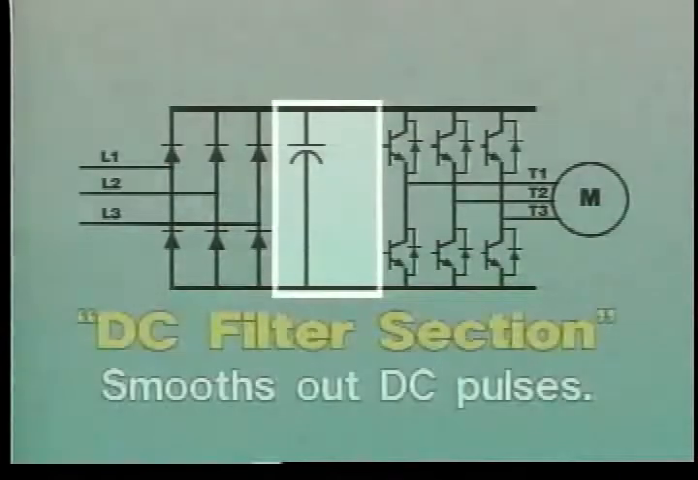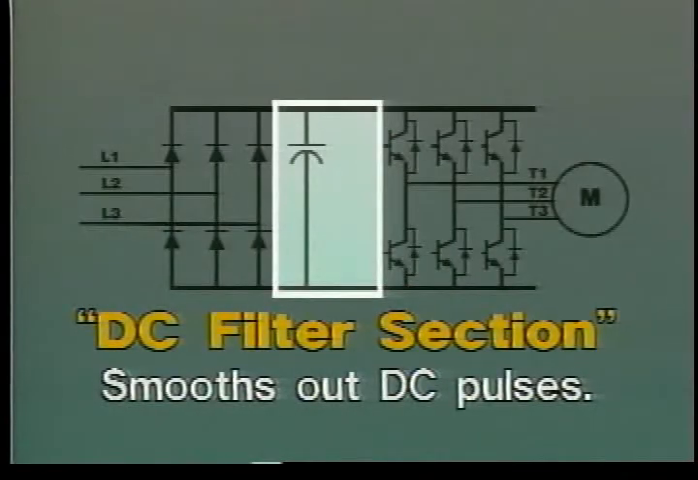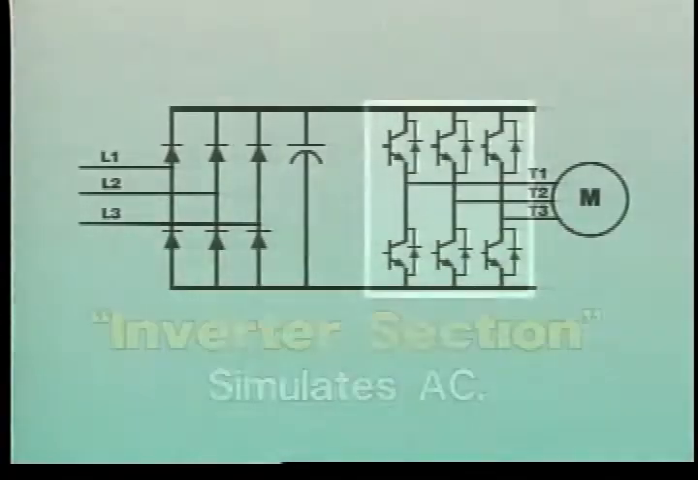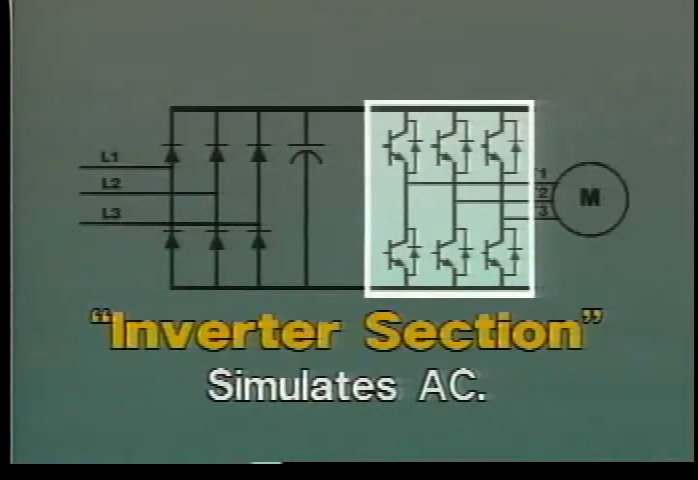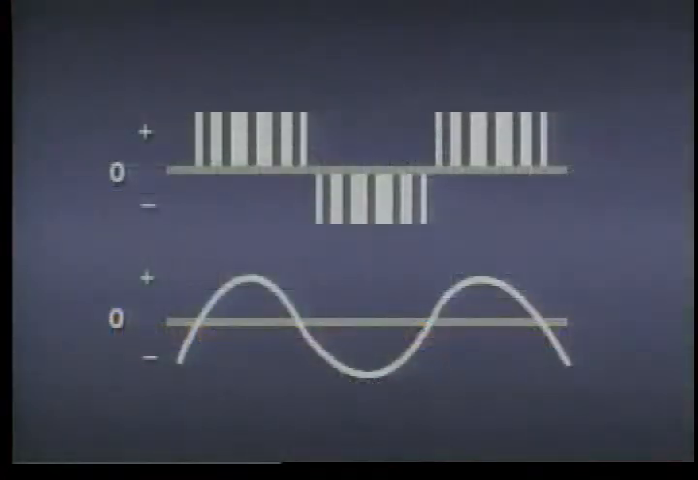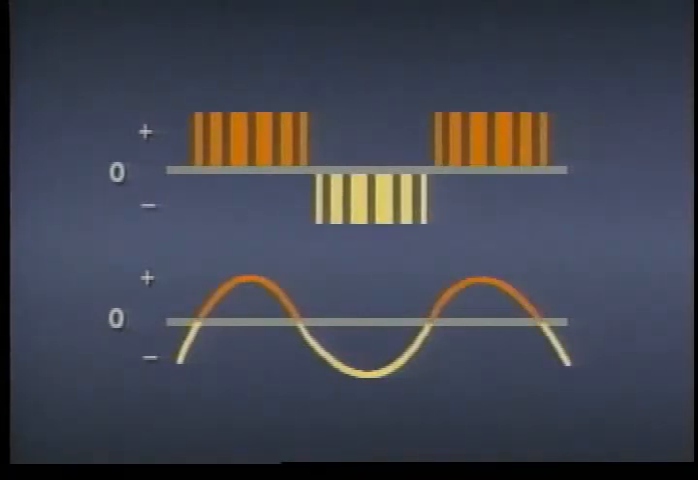The second section is called the DC filter or DC link section. It filters the DC current, smoothing out the pulses with inductors or capacitors, and depending on the type of controller, alters the voltage. The third section, the inverter or switching section, uses the positive DC pulses to simulate the rising current of an AC sine wave and the negative DC pulses to simulate the falling current. This simulated alternating current runs the motor.